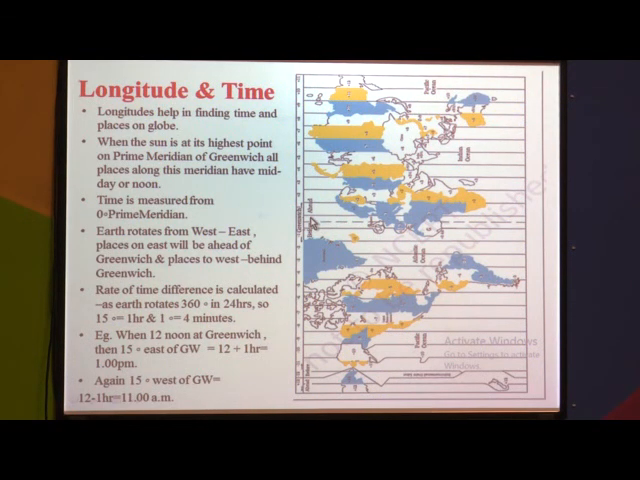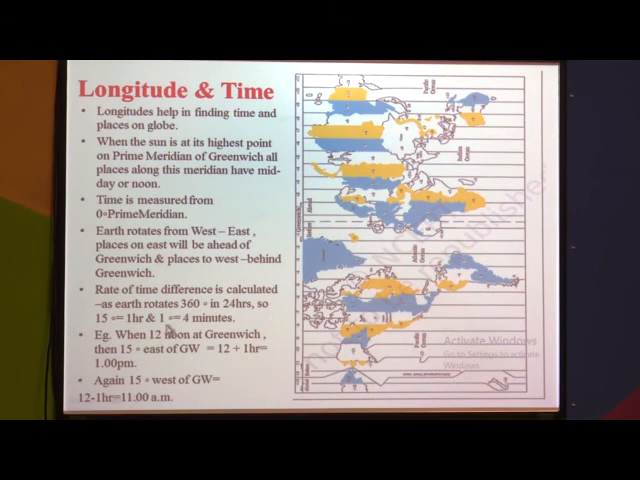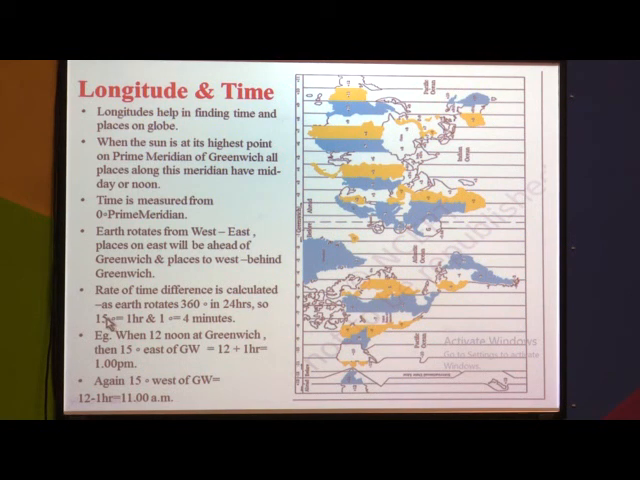So 1 longitude means 1 hour. Understood? 15 degrees means 1 hour. Now to get 1 degree, how many minutes will it take? It will take 4 minutes. It means at a distance of each degree of longitude, there is a difference of 4 minutes.